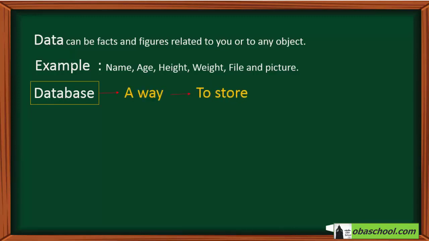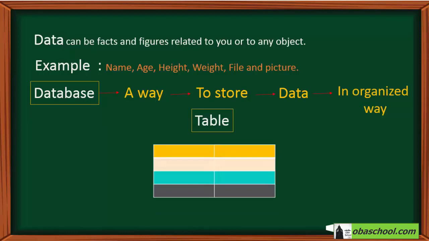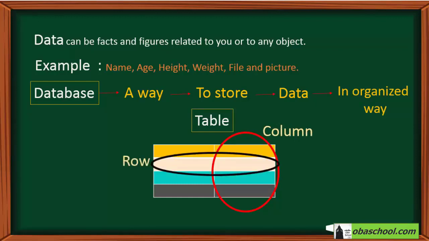So, what is database? Database is a way to store data such as name, age, height, weight, file, and picture in an organized way. What is this organized way? It is in the form of a table, as you could see here in this figure. This table will include the data we talked about previously in order to retrieve it later. This part of the table is called column, and this part is called row.